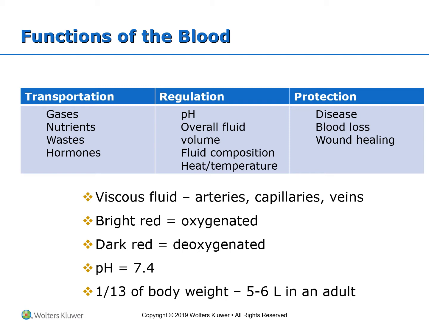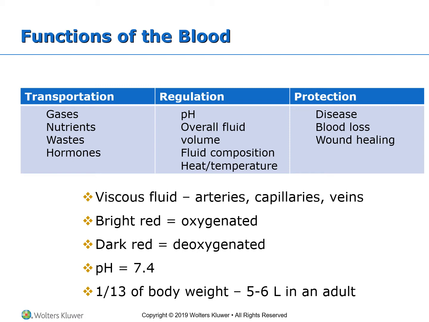Another part of the regulation that we see at the level of the blood is through those substances that are both proteins and electrolytes that act as buffers. Those substances help the body maintain a normal pH, which we know on average we want to be 7.4, but it can be anywhere between 7.35 and 7.45.